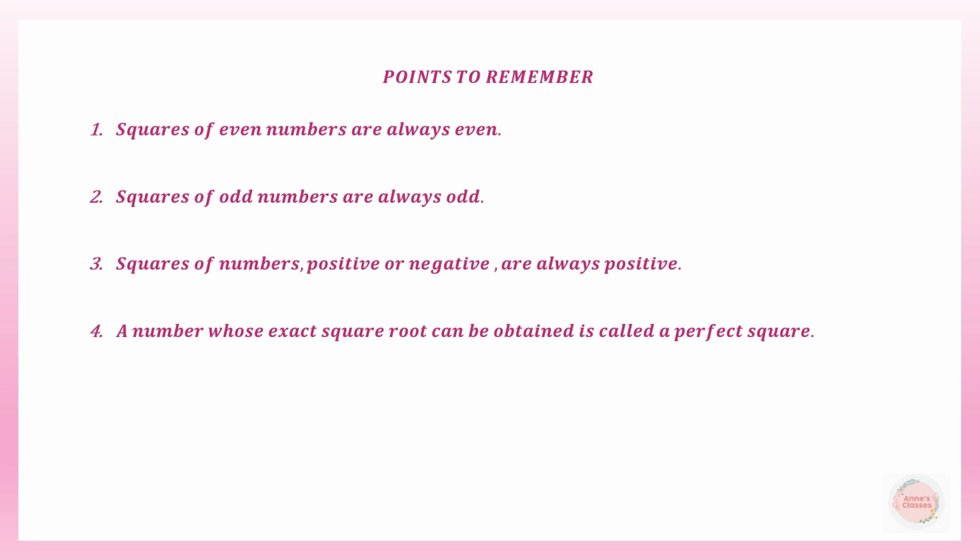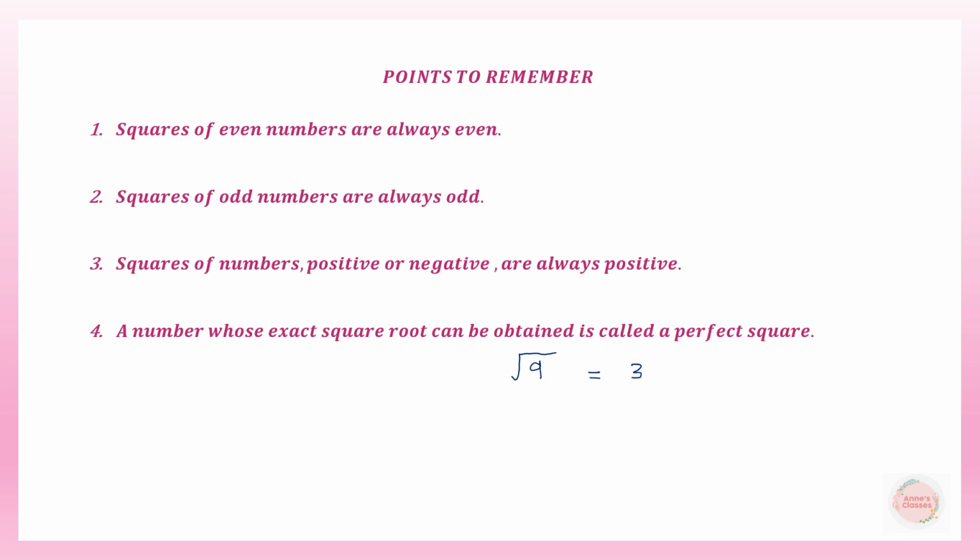Next point, a number whose exact square root can be obtained is called a perfect square. That means, suppose you have the number 9 and you can get the square root of this number. What is the number which when multiplied by itself will give you 9? 3, isn't it? So 9 is called a perfect square because you can get the exact square root.